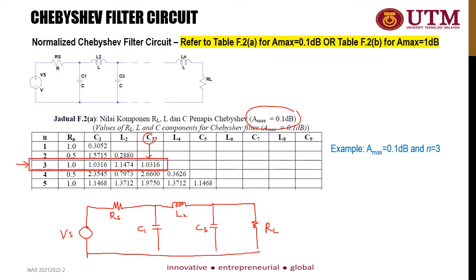Once you have all the parameters, don't forget to put all the values in your circuit as well. Vs depends on the voltage source given to you. Rs, if it is not given, you can assume Rs equal to 1 ohm. C1 in this case is 1.0316, the unit is F. L2 is 1.1474 Henry, and C3 is 1.0316. RL depends on the load given to you.